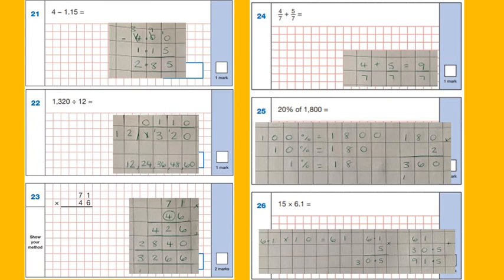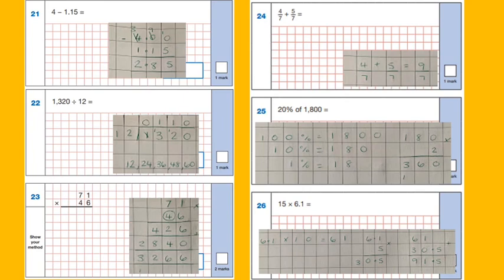Number 23, we've got 71 multiplied by 46. The first thing I would do is circle my 4 to remind me that it is a tens value and that I have to pop a 0 down there when I multiply. So I've multiplied everything by 6, which has given me 426. I've then gone back and multiplied 71 by 4, but remember that I have to put my 0 in first because I'm not really multiplying by 4, I'm multiplying by 40, so it's 10 times greater. Once I've done that, I've added the 2 numbers together to get 3,266.